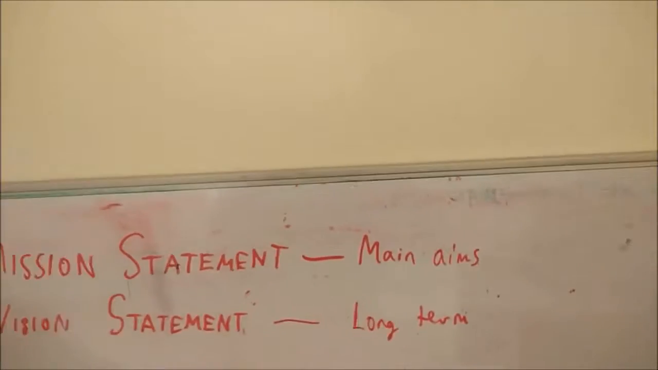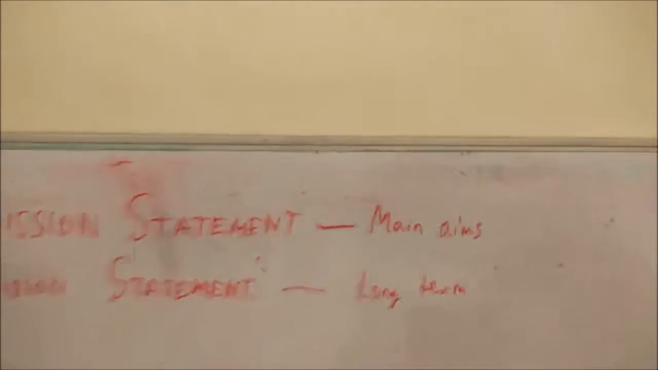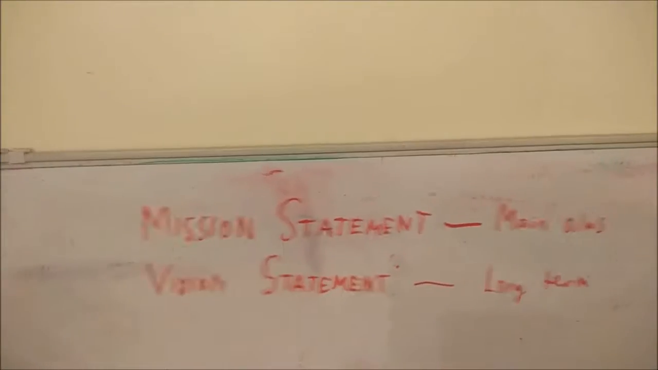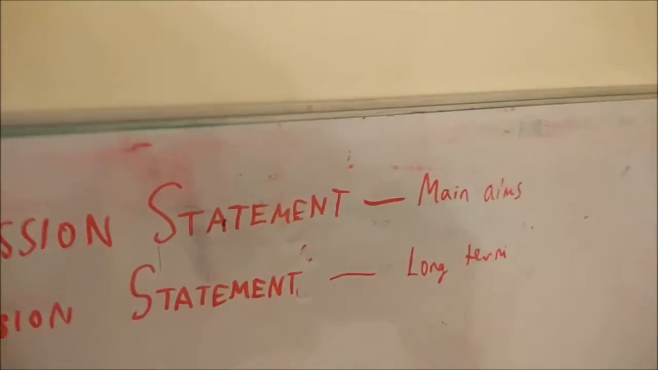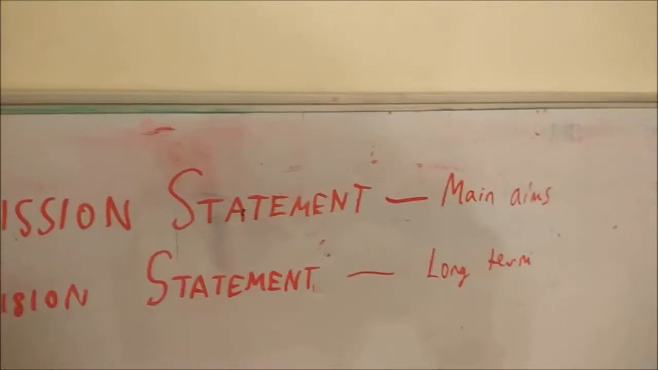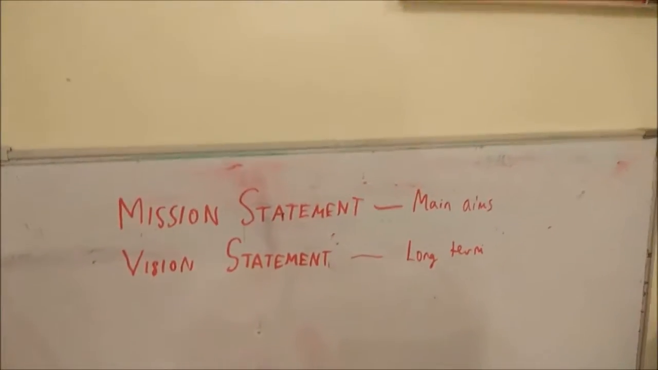So the mission statement is a statement which determines the main aims of the business, while a vision statement determines what the business would like to see in the long term. It's based on the mission statement, but it's about what they're expecting to happen later and what they're trying to make happen later. Not only are those statements useful for planning, they can also help others identify what the whole purpose of the business is.